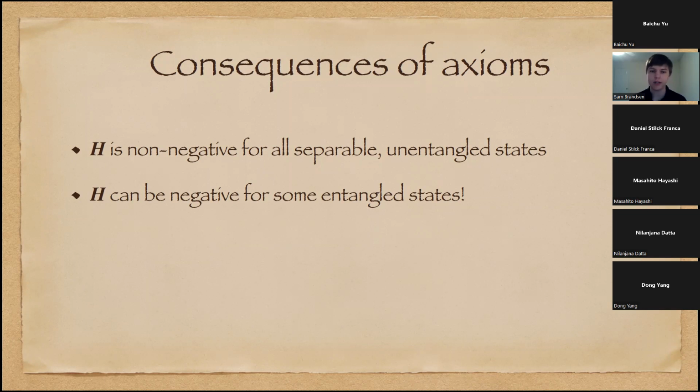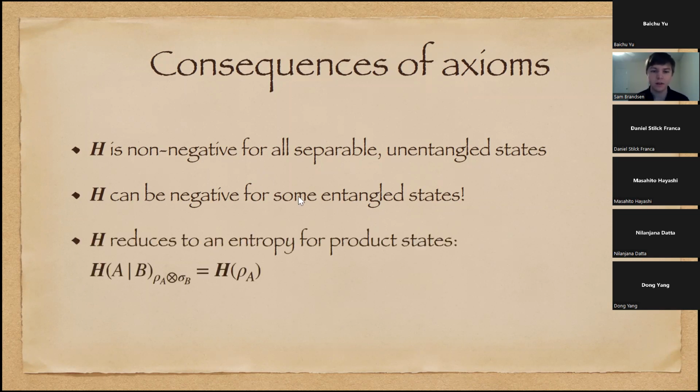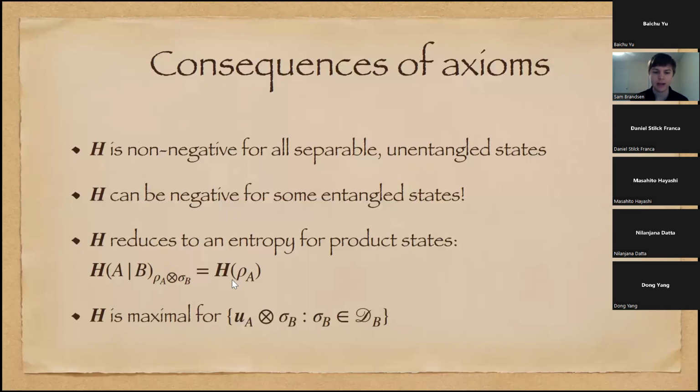And we'll show in the next couple slides that H is negative for the EPR state, so what's sometimes called the maximally entangled state. We can also show that, again, H reduces to just the standard quantum entropy for product states, so it reduces to H(rho_A). And H is going to be maximal for the set of maximally uncertain quantum states.